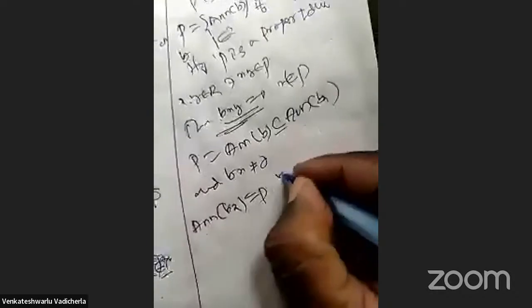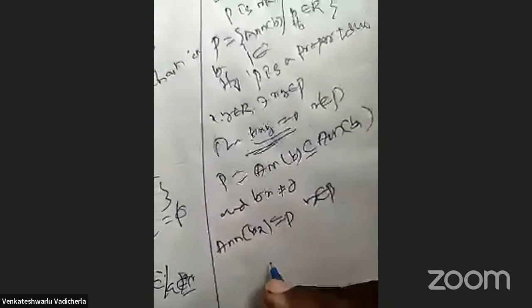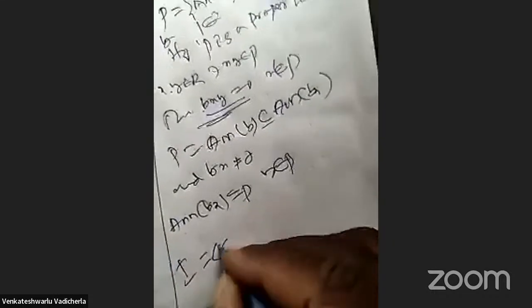b of xy equals 0, so the annihilator of b is a subset of the annihilator of bx, and bx is not equal to 0. Hence by maximality of P, the annihilator of bx is equal to P, which implies y belongs to P. So y belongs to P. Since all ideals of R are finitely generated, I is generated by X, where X is a finite subset of R. Every element of I is of the form r1 x1 plus r2 x2 plus up to rn xn, where ri belongs to R and X is x1, x2, up to xn.